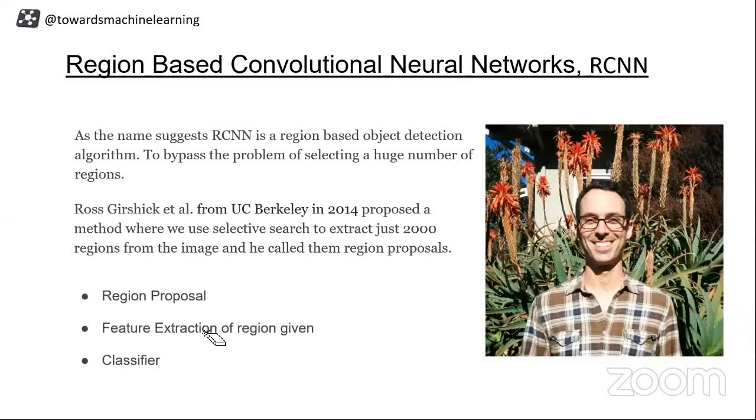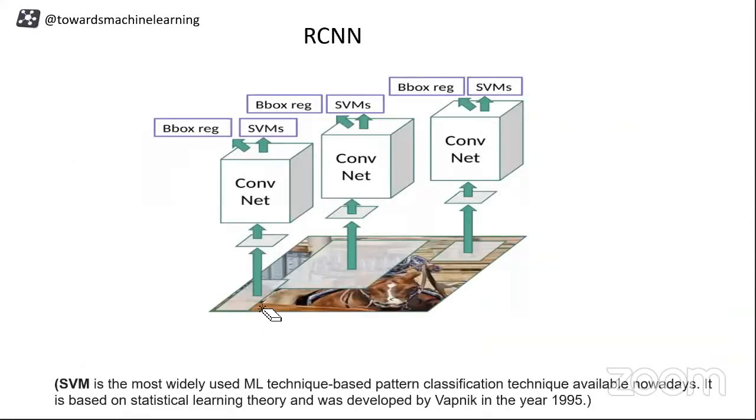So he took these things together and built something known as RCNN. And at the end, you have a classifier. Now, this classifier is an SVM. What we have seen in the classical CV approach is that they are using SVMs, and this guy also started using an SVM there. So look at his architecture, what he did.